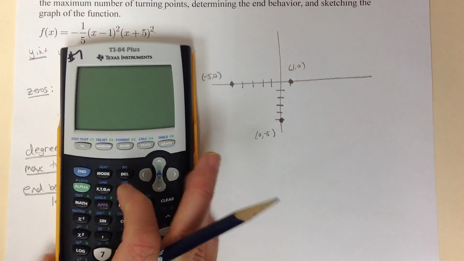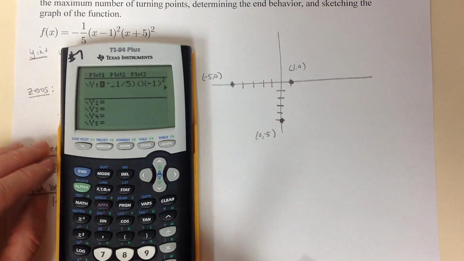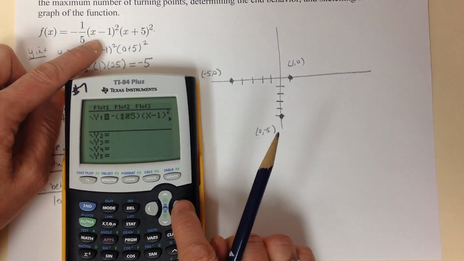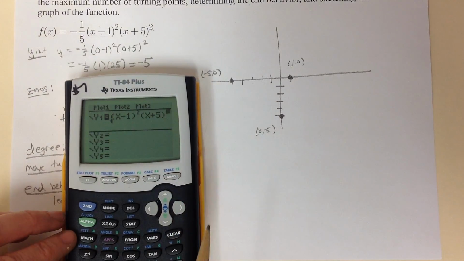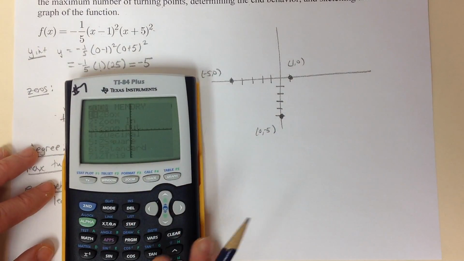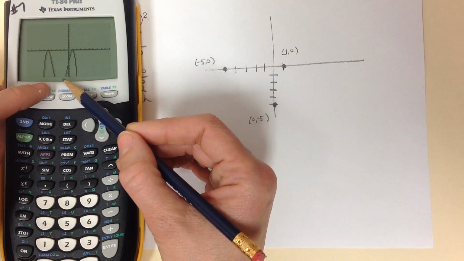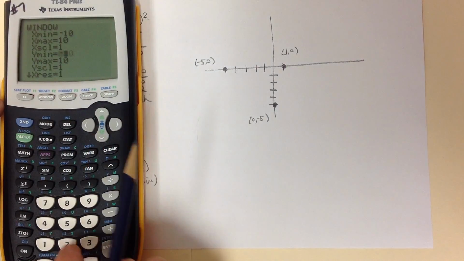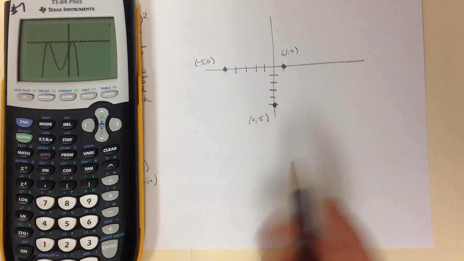But of course, you have your calculator as well. So I've already got this put in. Looks like I forgot the negative. -1/5 times (x minus 1) squared times (x plus 5) squared. And let's see, I need to put the square in there. Now, let's try a standard window, zoom 6. It goes a little bit off my screen, so if I change the window just a little bit to come down to, let's say, -20 instead, now I can see a good graph.